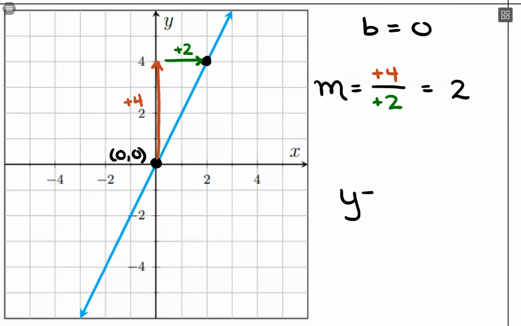So this will be y equals our slope times x, and then plus b, but b is 0, so we don't have anything else to add on there. It's just y equals 2x.